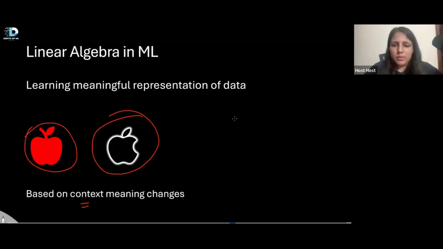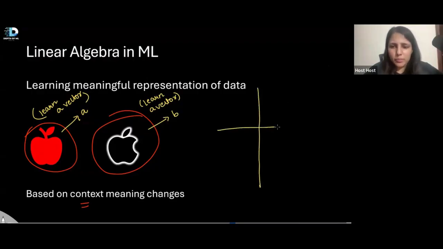So for example, this is a very quick example, but what I'll do is I'll learn a vector corresponding to this. How we do it is not part of this lecture, but somehow say I learn a vector corresponding to this apple, and I also learn a vector corresponding to this apple. And I plot it in my 2D plane.